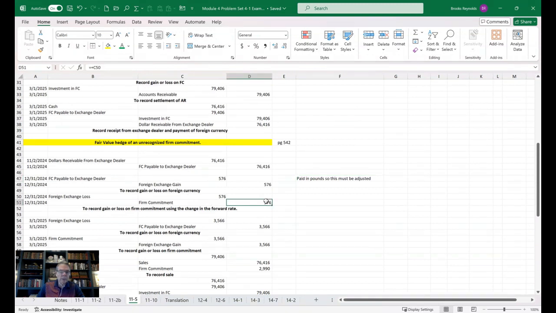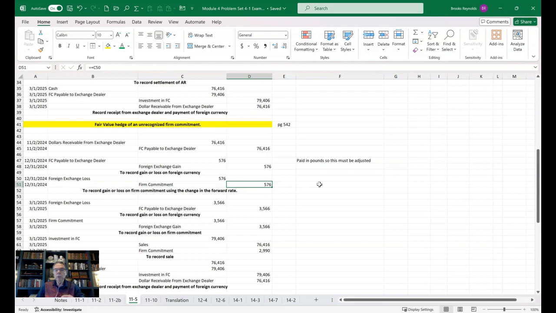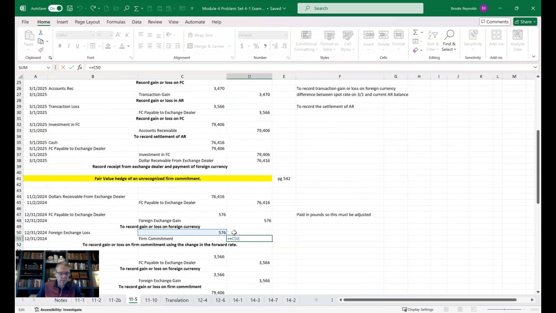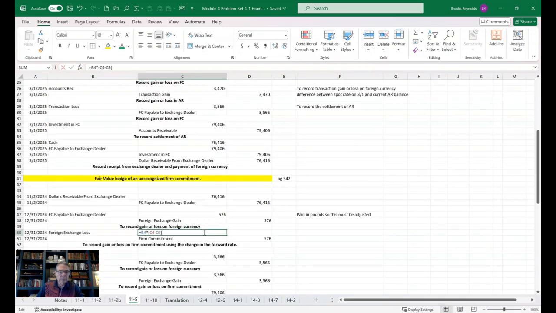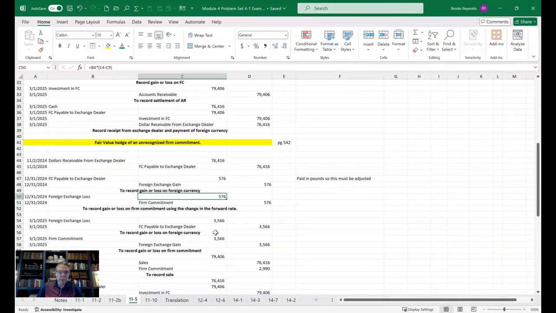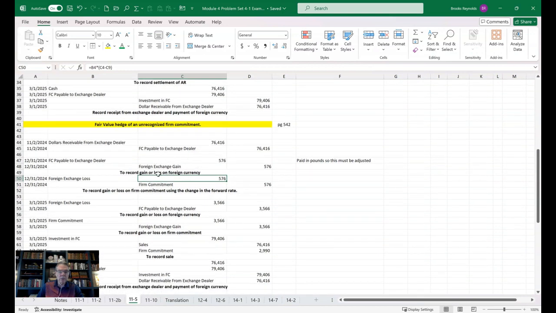And then we have this firm commitment of the 48,000 pounds we're going to get from the customer. Okay, and so we have to go ahead and adjust that as well. And we are using the, let's see, in this case, again, because it's foreign currency that we're going to get, we're going to look at the forward rate because of what it's going to be at that point. So both of these are really going to be the forward rate, and that's why in this case they're equal. All right, so we've made adjustment for that.